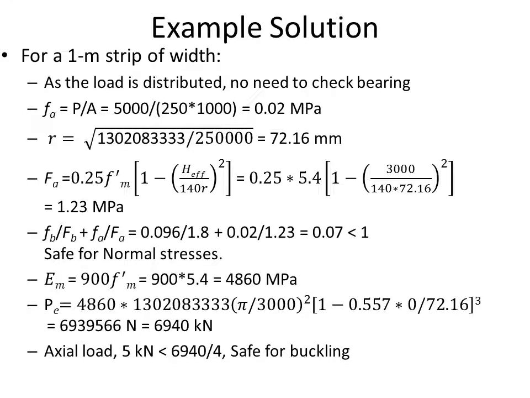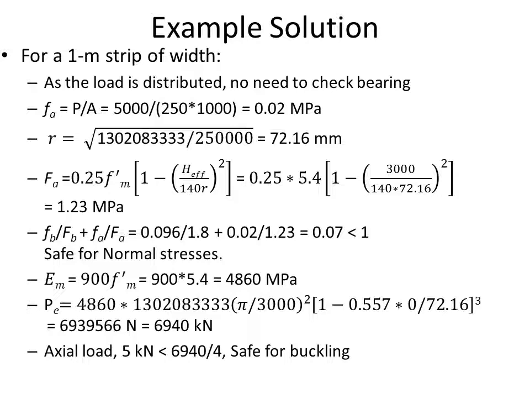For a 1 meter strip, again, we will now work on the axial load. Because we are having a distributed vertical load, we don't need to check bearing. However, we will check the axial load. So small fa equals P over A. This is 0.02 megapascal. The radius of gyration is root I over A. So this is 72.16 millimeter. If we apply the equation, we'll find that capital Fa is 1.23 megapascal.